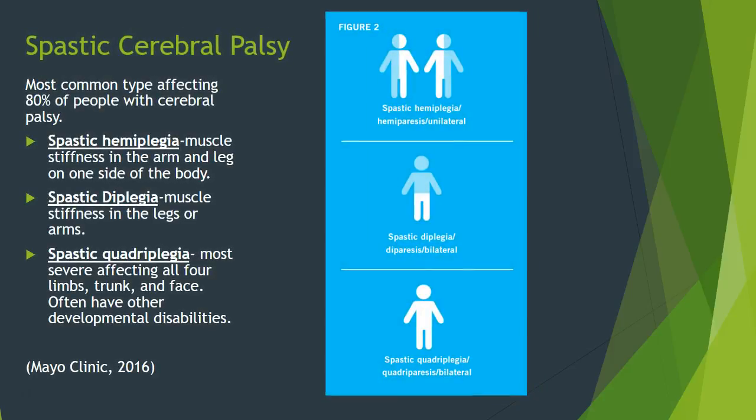The most common type of cerebral palsy, affecting 80% of the people that have been affected by this, is spastic cerebral palsy. There are 3 different types: spastic hemiplegia, affecting one side of the body, spastic diplegia, either affecting both arms or both legs, and spastic quadriplegia, which affects all 4 limbs, trunk, and the face, and often have other developmental disabilities with this as well.